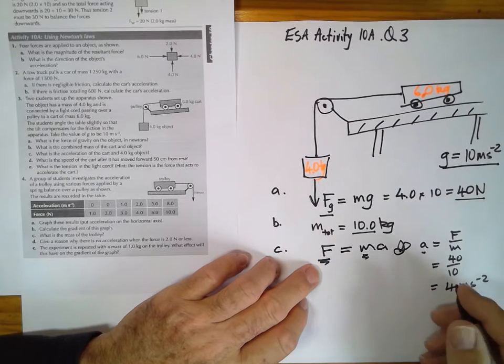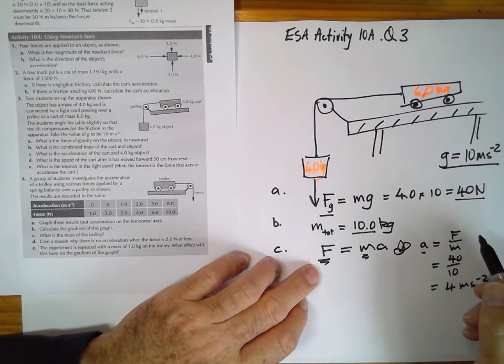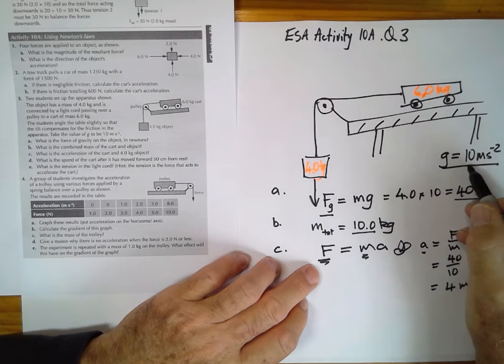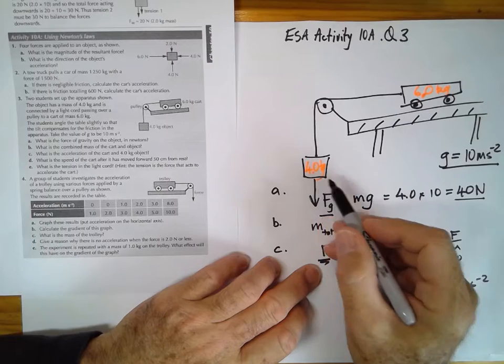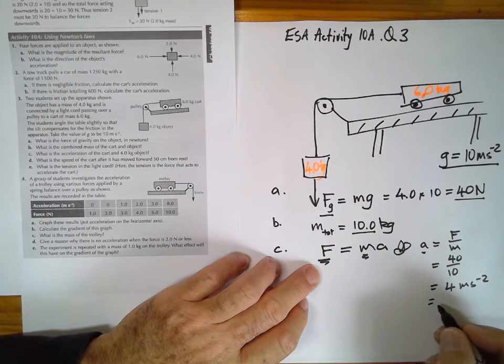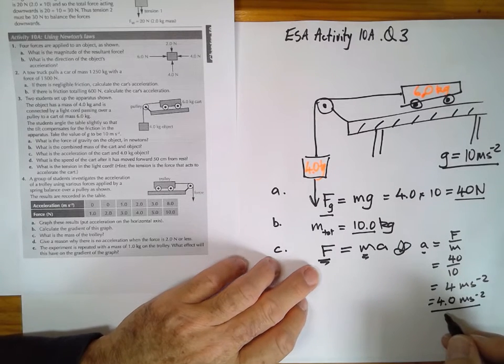And let's look. We're given that the g is 10, two significant figures. We're given the mass is two significant figures, so therefore we're going to give our acceleration as 4.0 meters per second squared, two significant figures.